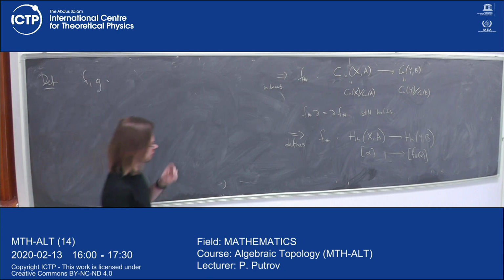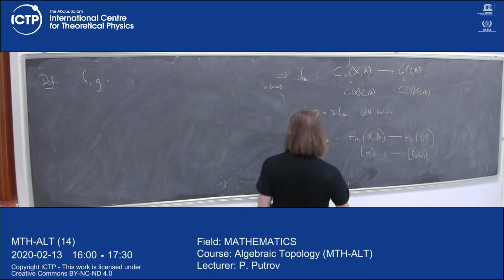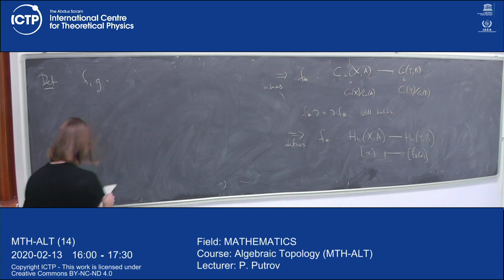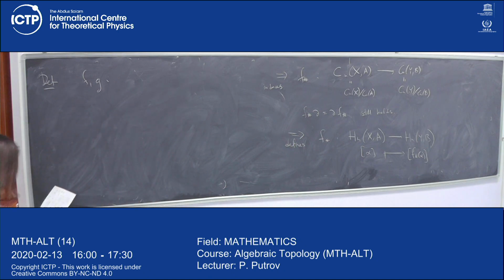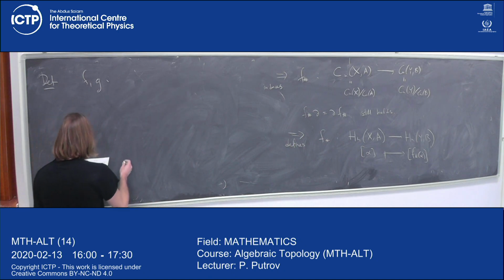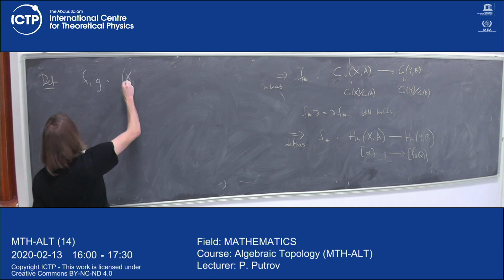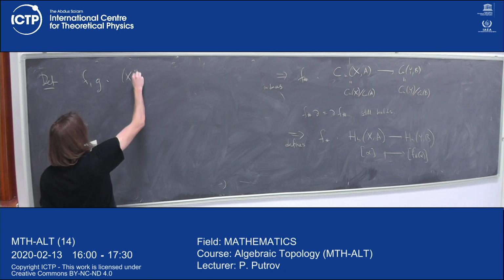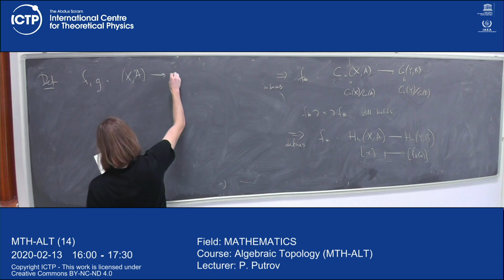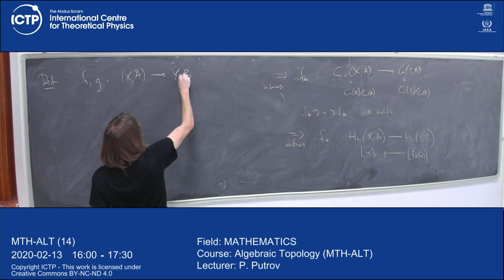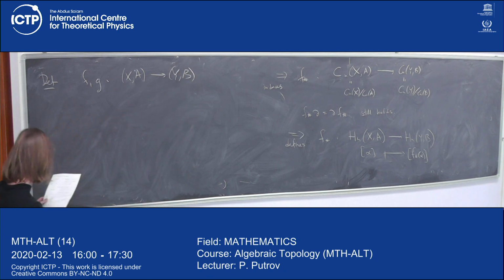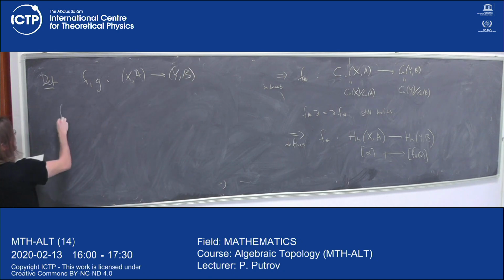This induced map, the push forward on the relative homology, will satisfy similar properties to the push forward on the ordinary homology. Particularly, let us first define the notion of homotopy of maps between pairs. So we say that F and G are homotopic as maps between pairs.